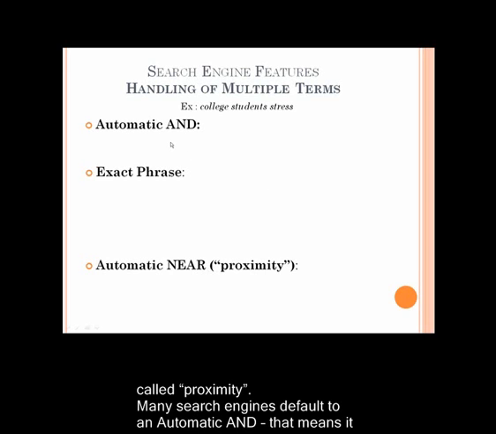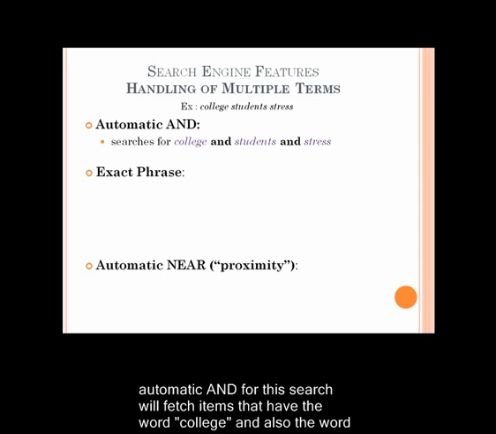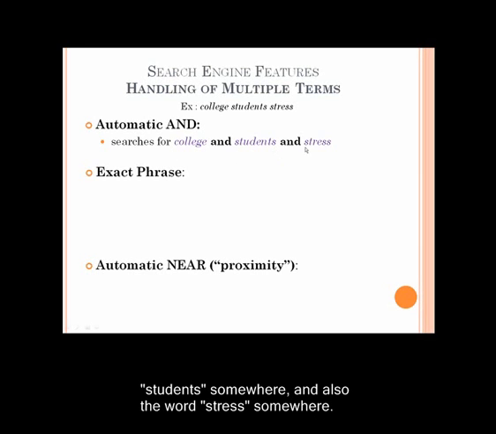Many search engines default to an automatic AND. That means it finds items that have all of your words but not necessarily together. A search engine using automatic AND for this search will fetch items that have the word college and also the word students somewhere and also the word stress somewhere.